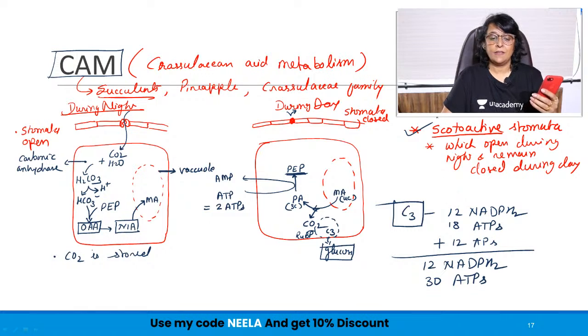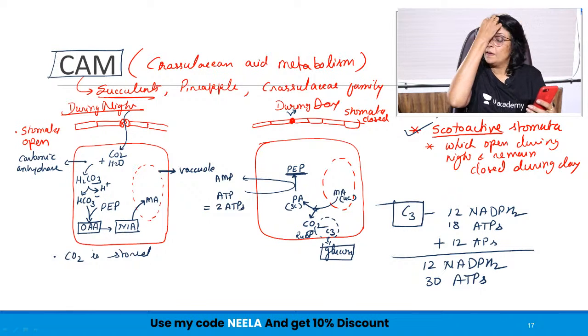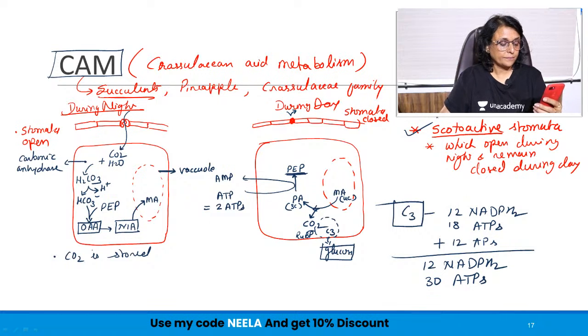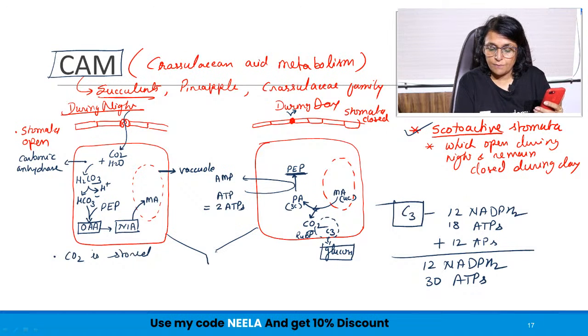Now tell me whether this pathway is clear or not. Is this pathway clear? And how is it different from C4? Everything is taking place in the mesophyll cell. So the cells that we have drawn are mesophyll cells.